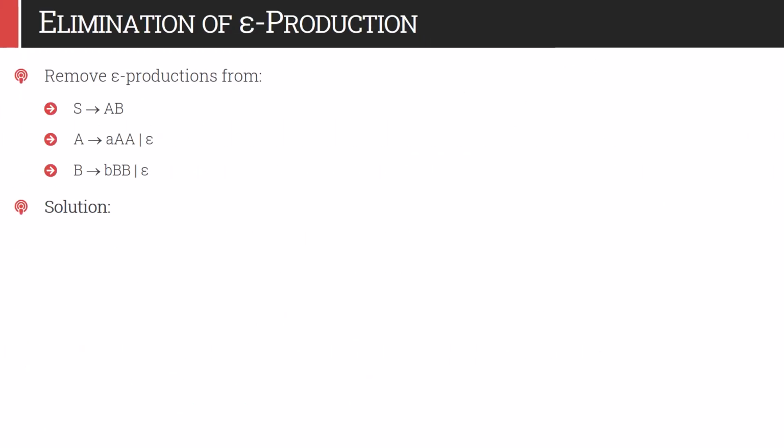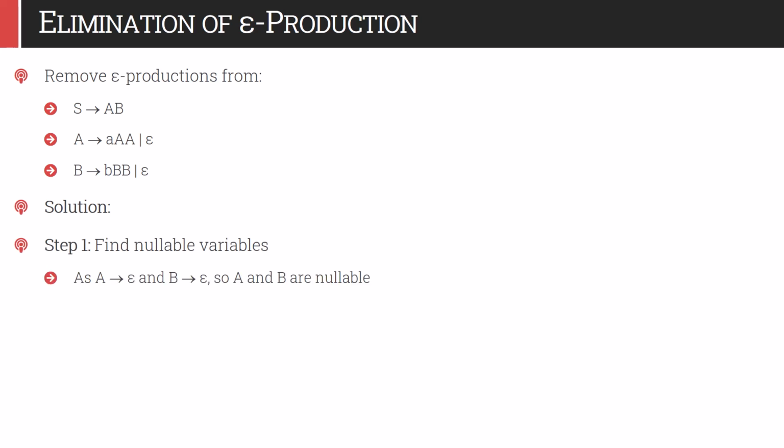Let us take one more example. We have to remove epsilon productions from this grammar. In step 1, we have to find out all the nullable variables. So from rule 1, we already have two productions of the form A gives epsilon and B gives epsilon. So A and B are nullable. From rule 2, S gives AB has both the right hand side symbols nullable, and hence S is also nullable. So the nullable set of symbols would be S, A and B.